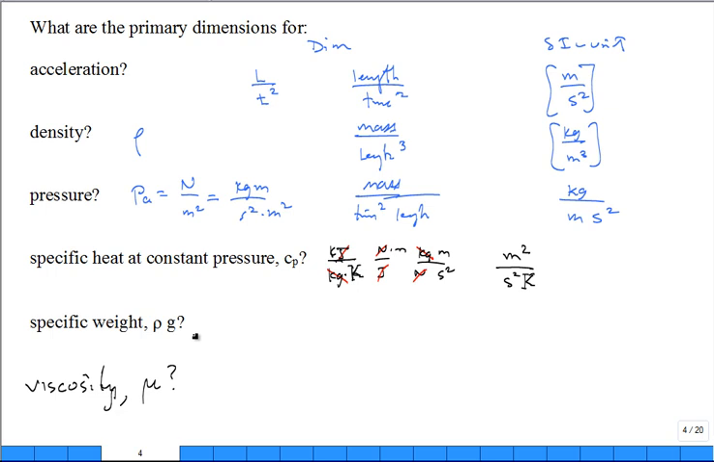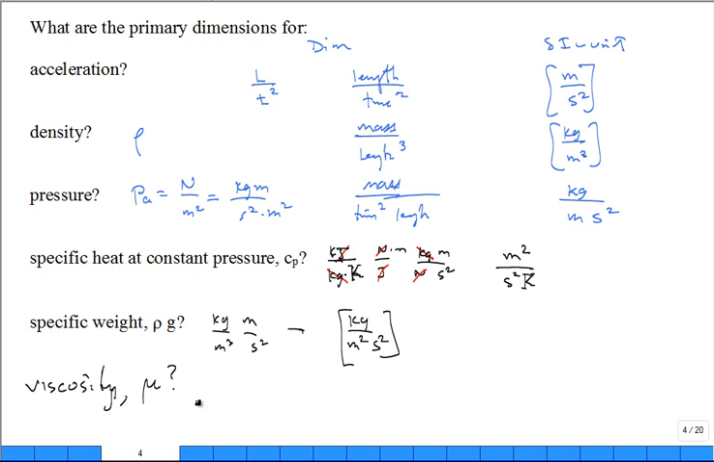How do you want to do that? You got to remember something about it. You can do it. Let's say it's kilograms per meter cubed. G was 9.81 meter per second squared. So it looks like it's going to be kilogram per meter squared second squared, in SI.